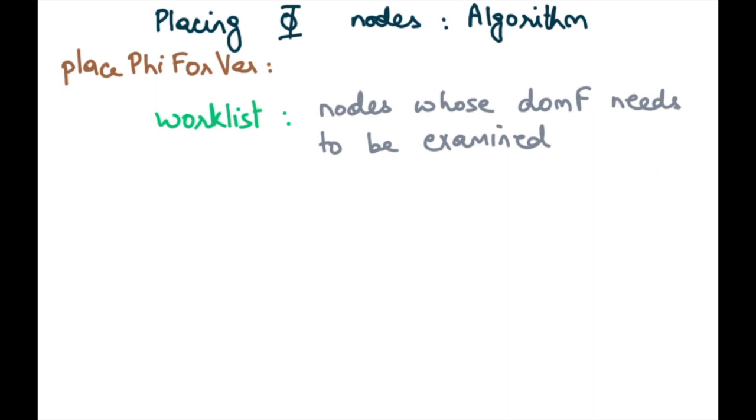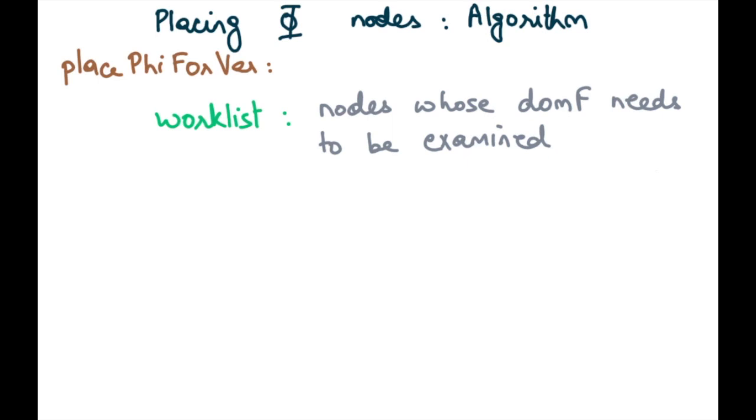I'm going to basically look at all the assignments of V and look at the dominance frontiers of the nodes which contain those assignments, and then place phi nodes in those nodes which belong to the dominance frontier. For this, I'm going to maintain a work list, and this work list will be the nodes whose DOMF, or the dominance frontier, needs to be examined. For example, if a node contains an assignment to the variable V, then its DOMF needs to be examined, and so the work list will contain that node X which contains an assignment to V.